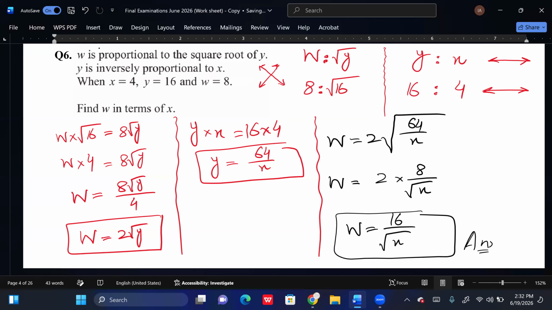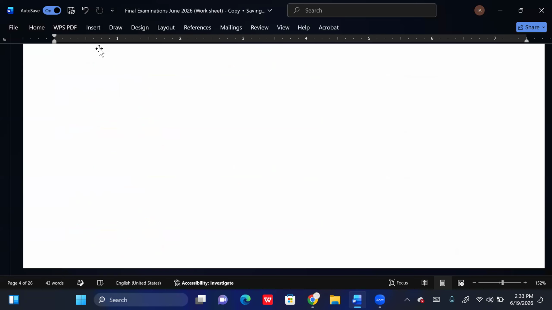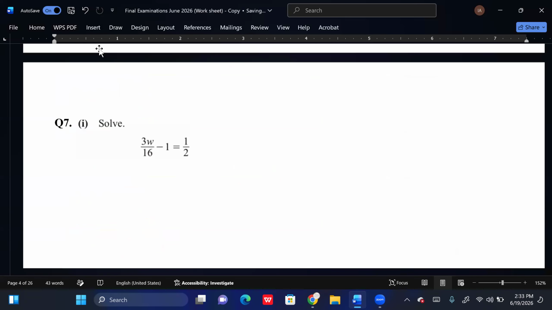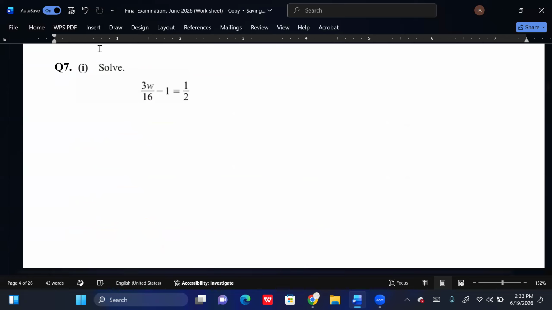Okay, moving to the next question. It's a linear equation. So let's find the value of w first. First things first, we move 1 to the right. The sign changes.